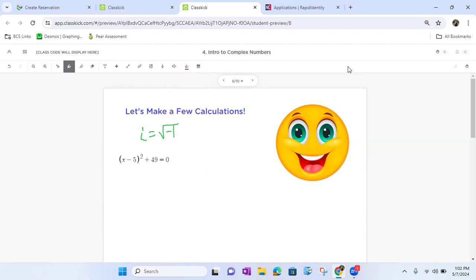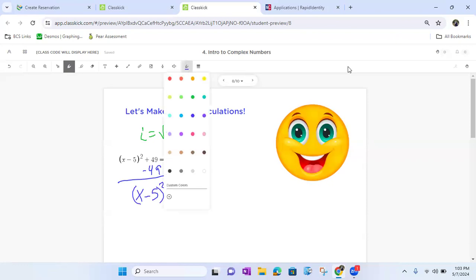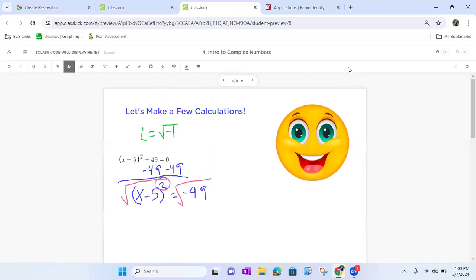So what do we do? We get rid of that positive 49. I'm going to subtract 49 and move that over to the other side, just like we've always done before. But when we get here, we're going to get that -49 on the other side. Well, then we ask ourselves, how do I get rid of this square? You should know the answer. We get rid of a square with a square root. And what we do to one side, we do to the other. The square root and the square are going to cancel. We're going to be left with x minus 5 equals the square root of -49.